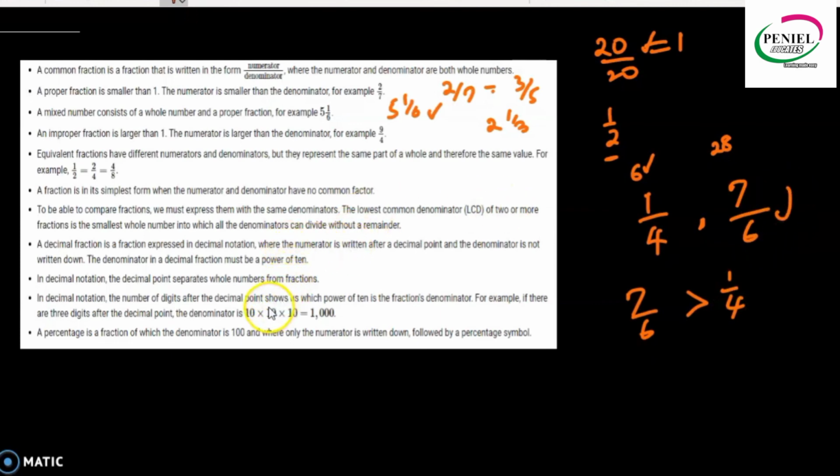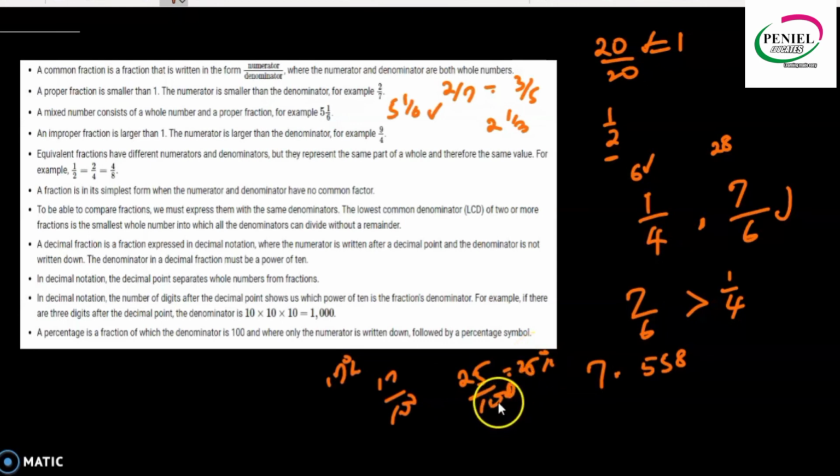We also discussed decimal fractions and decimal notation. The decimal point separates the whole numbers from fractions. So in decimals, you have the whole number, then the point, then for example 3, 5. This is decimal notation. We also discussed that a percentage is a fraction of which the denominator is 100. For example, when you have 25 over 100, or 17 over 100, this means 25% or 17%. So the denominator is always 100.